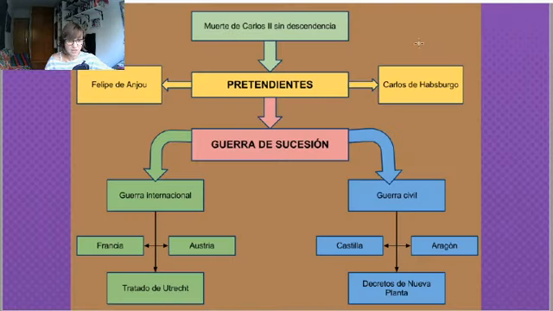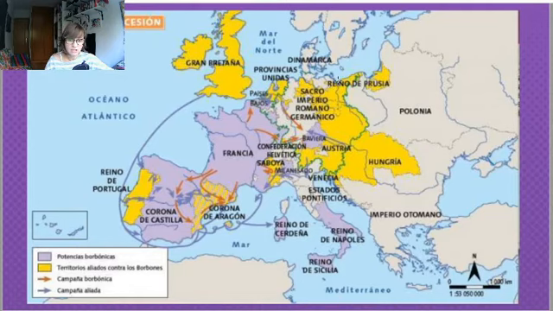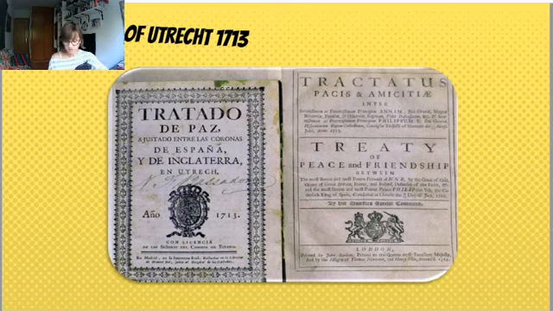The candidate, Carlos de Habsburgo, this guy here, inherited the crown of the empire. So if he had won the war in Spain, he would have been the king of the empire and of Spain. So Great Britain didn't want this. They didn't want one guy in Europe with a lot of power. So England decided to change and support France. They signed the Treaty of Utrecht, that is here, in 1713.